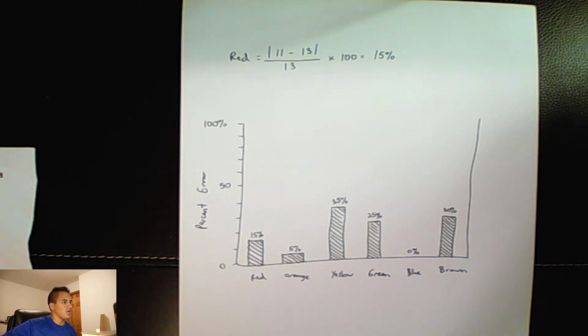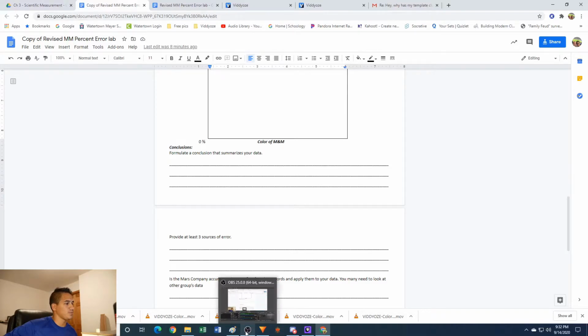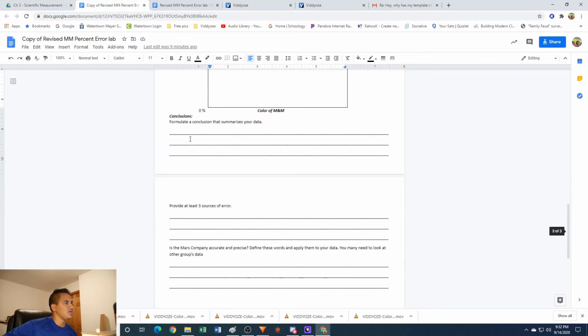So, all right, let's take a look back then at our handout to answer the rest of the questions. All right, so it says, formulate a conclusion that summarizes your data. So we can say it basically looked like the blue, orange, and red M&Ms had the least amount of percent error.